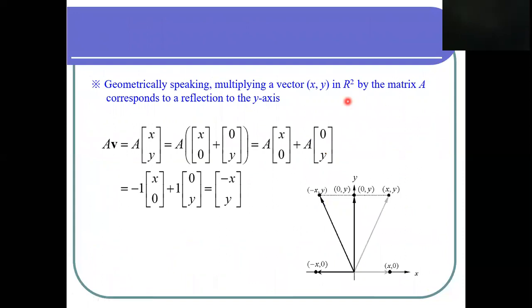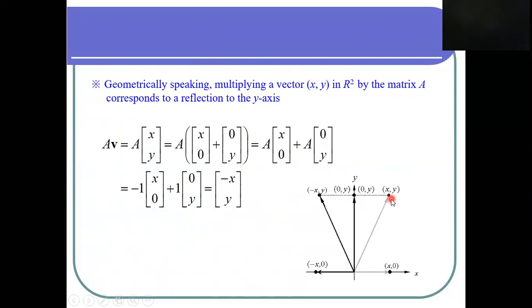So geometrically speaking, if you multiply A with any vector, with respect to the previous example, A times x is 0, and this column vector can be written as x,0 plus 0,y. If you operate A on the first vector and then on the second vector, what will you get? If you multiply A with (x,0), you get (-1 times x, 0), plus 1 times (0,y). Let us see what it basically performs when we multiply A with B.